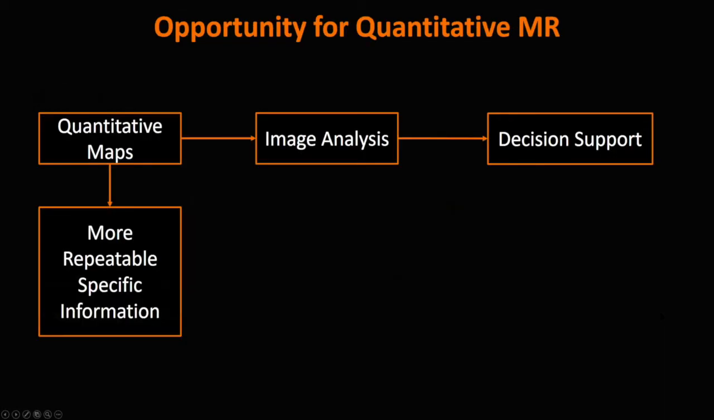Again, this is a summary of what I see as opportunities for quantitative MR. We have a pretty flexible framework to generate more repeatable and hopefully more specific information from quantitative maps. This is not just limited to T1, T2. There are also other functional and physiological related tissue properties that we are able to quantify.